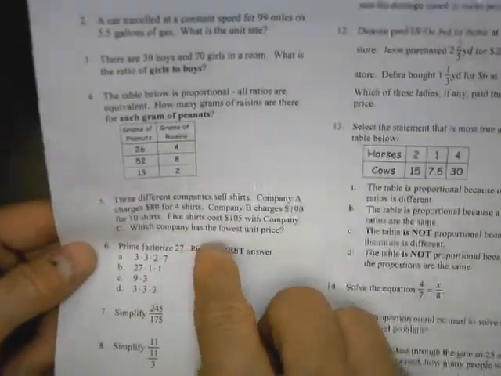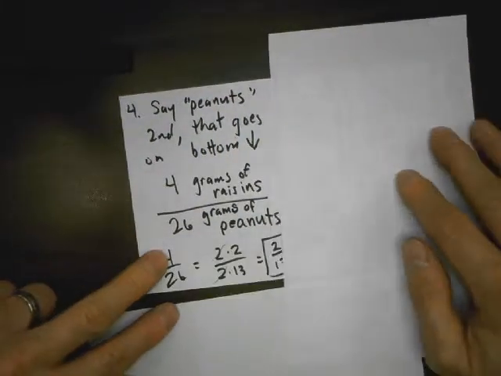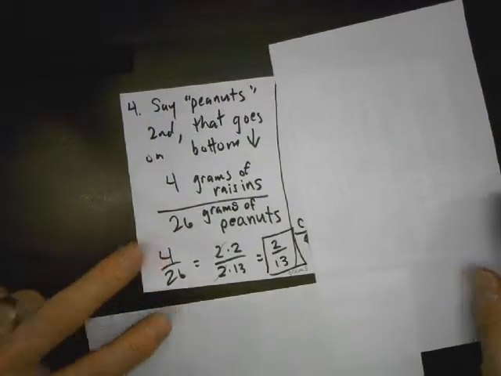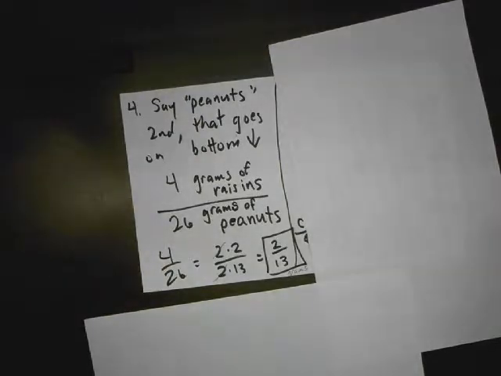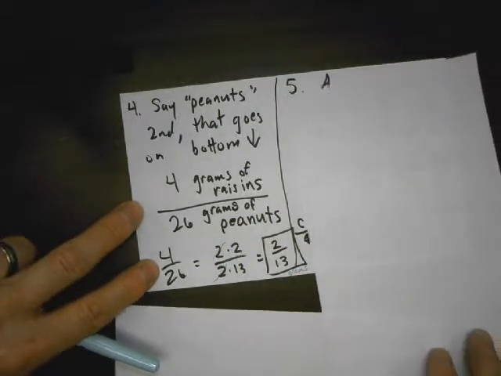I'll pick any of these points because they're all going to be the same when I put raisins over peanuts. So I'll pick 1.4 over 26, use my factor trees, cross out my 1s, and I get 2/13 grams of peanuts. Look in our answers, we see that we don't have to convert that to a decimal, so as long as my fraction is reduced, as long as I cross out my 1s, I'm good.